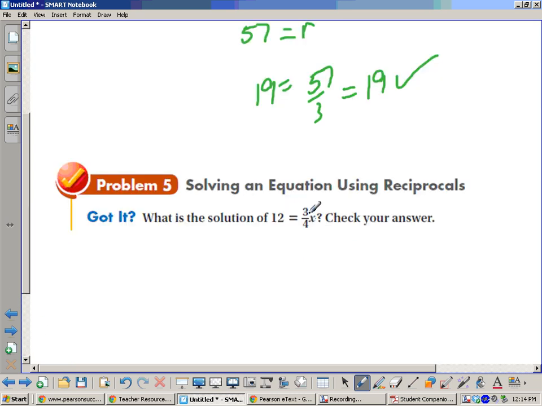Now, when we're multiplying by fractions, we can divide by a fraction. So to solve for this, we're going to divide by 3/4.